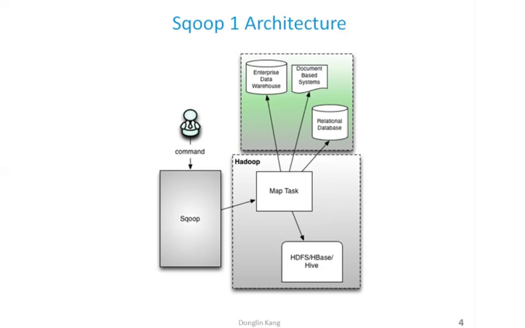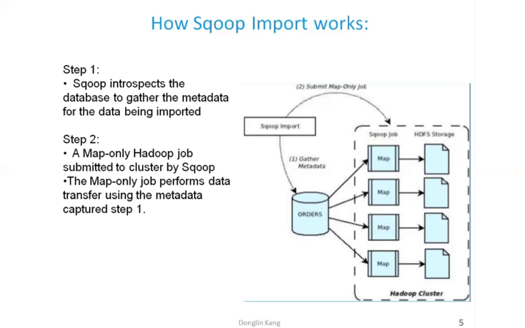Sqoop 1 architecture. Sqoop 1 is a client install only, with a client-side interface. Now let's notice in the Hadoop, there's only map tasks, there's no reduce tasks. How Sqoop import works: 2 steps. Step 1, get the metadata for the data being imported. Step 2, use a map-only Hadoop job to carry out the import.